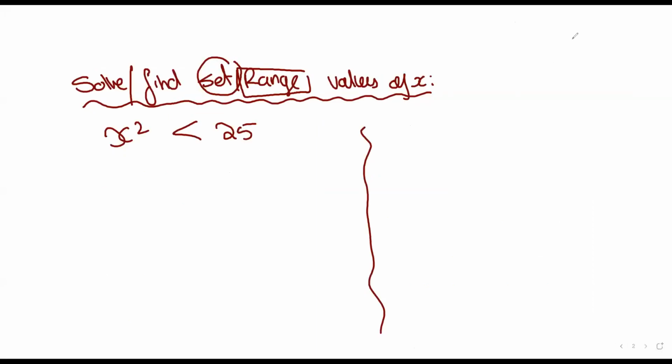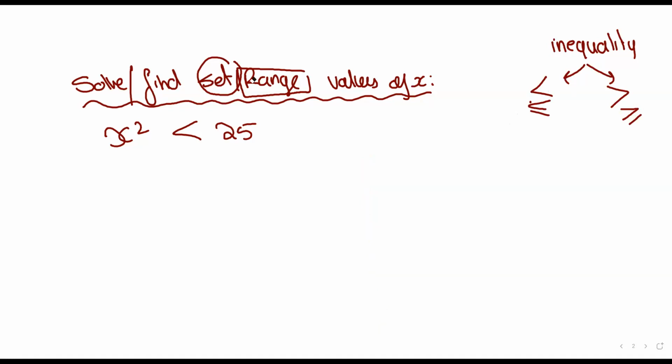Now we all know that the inequality symbols are either less than or greater than. Of course they can be less than or equal, greater than or equal. Now let's see, how do I solve a quadratic inequality if it is less than? We will explain why the answer is like that, and then we're going to discuss it briefly.